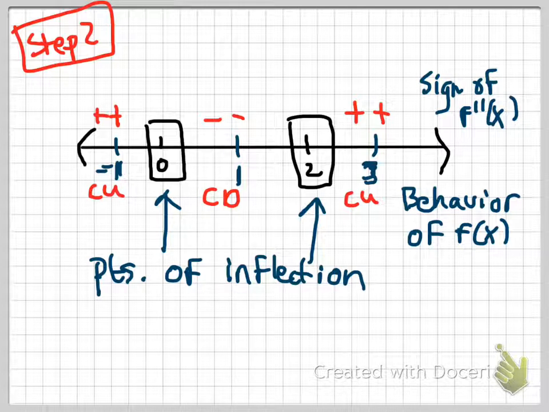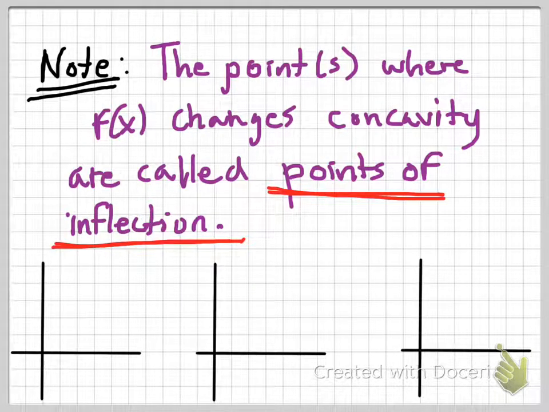Okay, so now that you're getting a handle on how to make a second derivative sign chart and test for concavity, going back to that note that we made here, I wrote the points where f of x changes concavity are called points of inflection. And I have 3 little graphs down below here because I want to draw 3 potential pictures of different types of points of inflection. So on the first graph down here, I'm going to draw a function that looks something like this. Call this f of x.